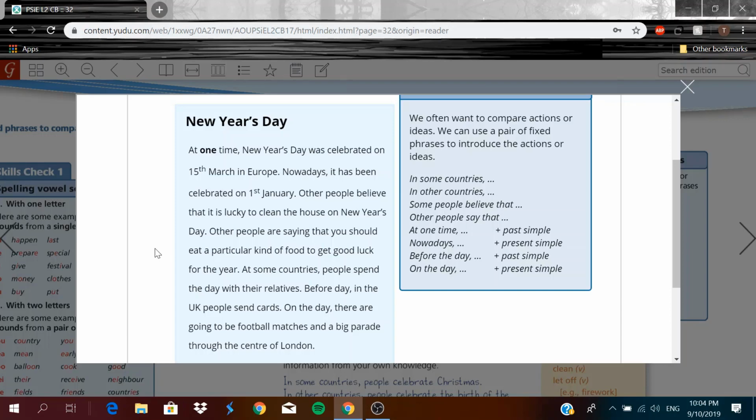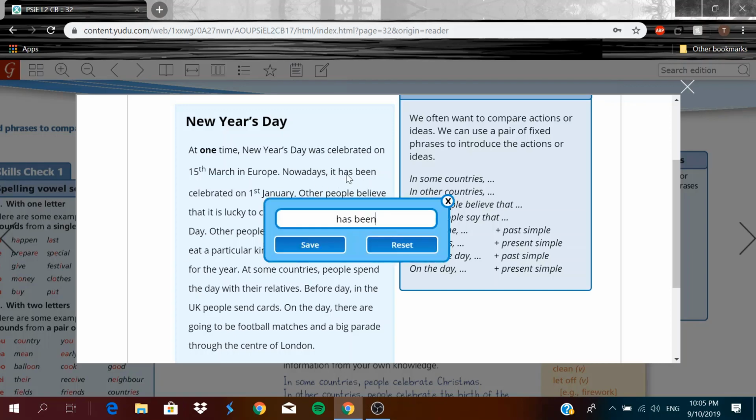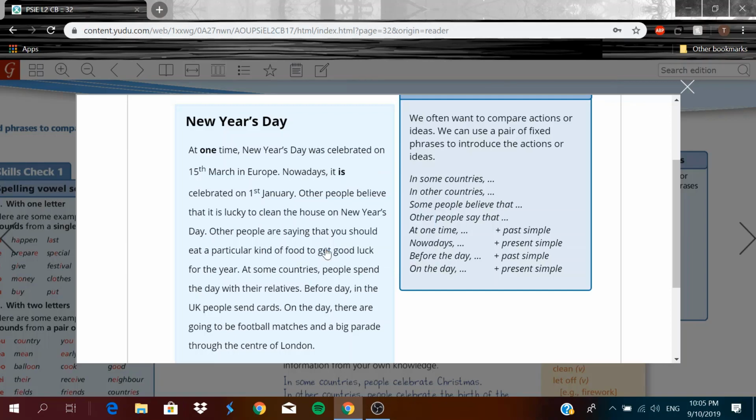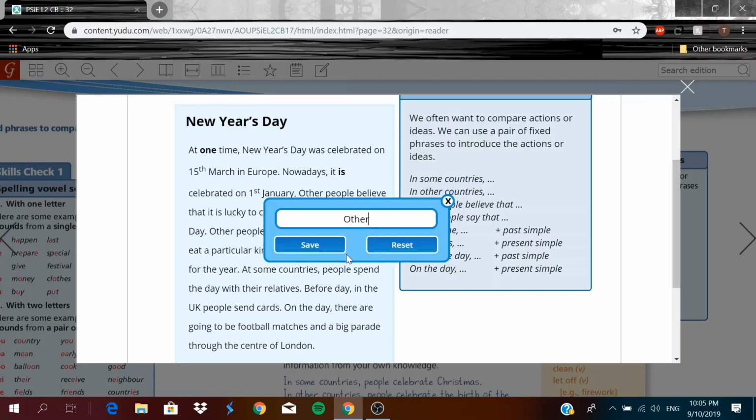Okay? So at one time, New Year's Day was celebrated on 15th March in Europe. Okay? Nowadays, it has been celebrated on 1st January. Can you guys tell me where the problem is? That's right. Nowadays, it has been is wrong, right? We're going to get rid of has been, and we'll say is. Nowadays, it is celebrated on 1st January, right? That makes a lot more sense. Other people believe that's wrong. Not other, but some. I didn't talk about some people to talk about the other. I never said some to begin with, okay?